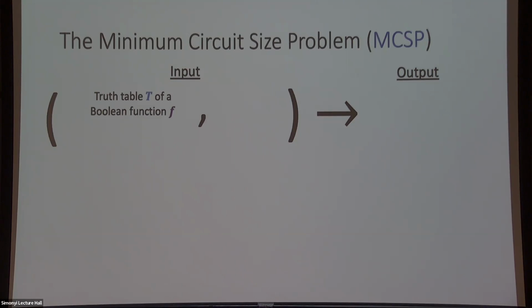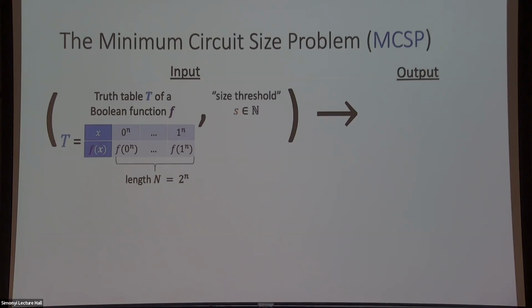The minimum circuit size problem takes 2 inputs. The first is the truth table of a Boolean function. You have some Boolean function that takes n bits and maps it to 1 bit, and then we can write down all of the values that the function takes on all of its inputs. I want to stress, this is a really long string. If this Boolean function takes little n inputs, this is going to be a string of length 2 to the n. Our convention throughout the talk is that capital N is 2 to the n. That's going to be the length of this input, and I'll remind you of this as we go on, so don't worry too much about it. So that's the first input, just some description of a Boolean function.